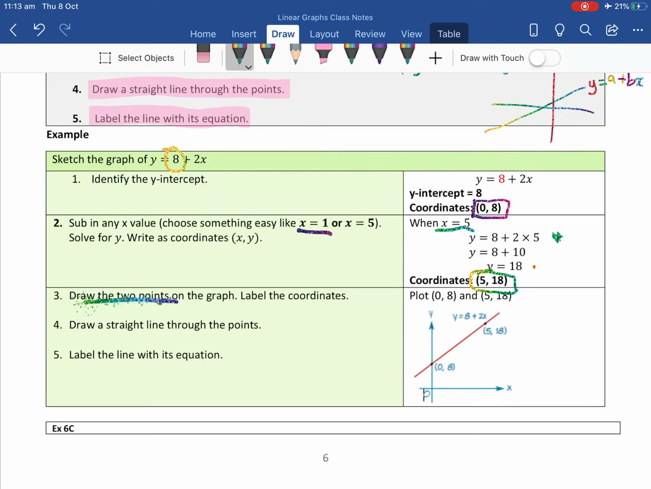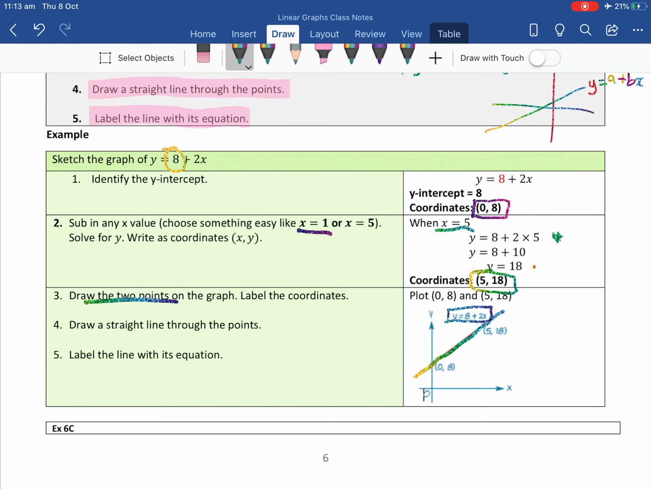Then you can now draw the 2 points on your graph. So they've done it here. And then you draw a line straight through them, and you've just sketched your linear graph. Label the line. That's where this comes from. That's why that's sitting there. You always have to label your line.